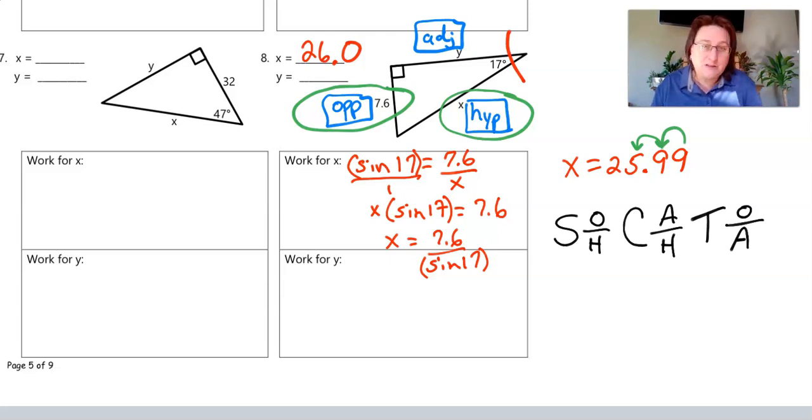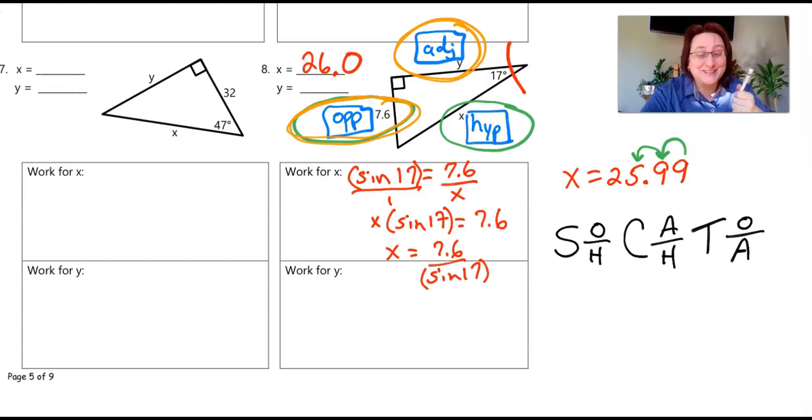Now what you guys are going to see me do is go through the same process. I'm going to say, what do I have, what do I want, but this time I'm going to use a different color. I'm still going to start with what I have. Start with your given information. I have the opposite, which is 7.6, but this time I want y, which is the adjacent. Look at our trig functions over here. Which trig function uses opposite and adjacent in the ratio? What do you guys think?